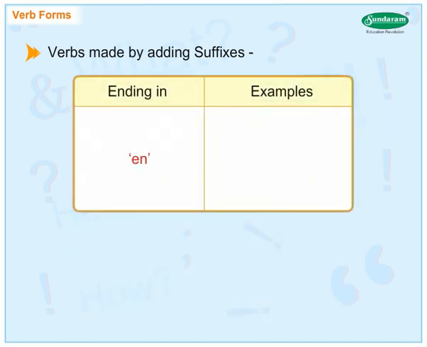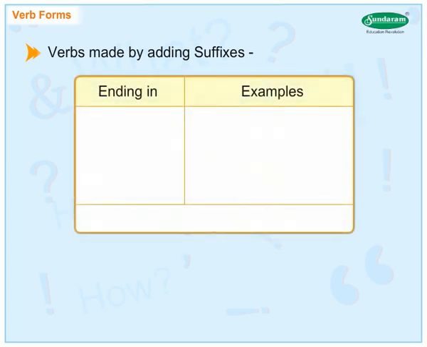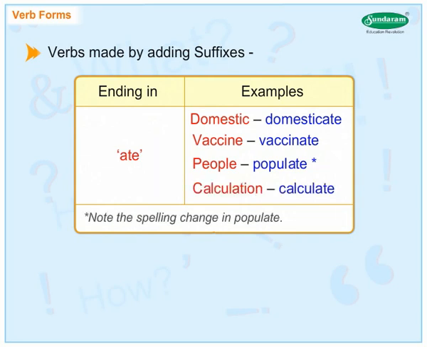Ending in en. Examples: height, heighten. Awake, awaken. Glad, gladden. Ending in ate. Examples: domestic, domesticate. Vaccine, vaccinate. People, populate. Calculation, calculate. We have now understood how verbs are formed with prefixes and suffixes.